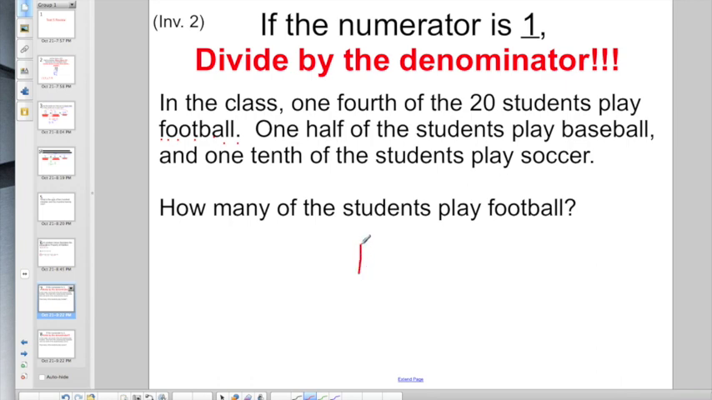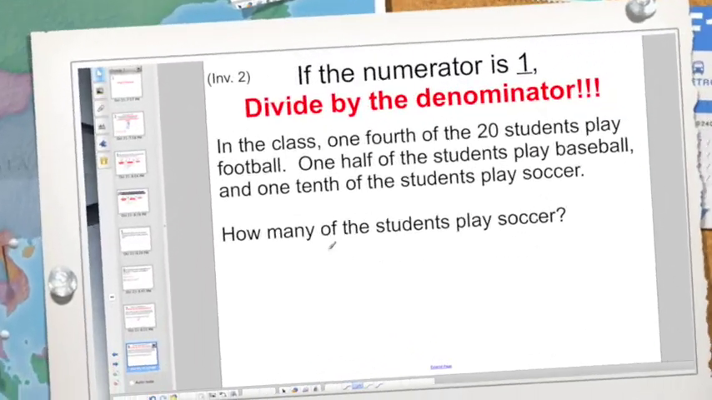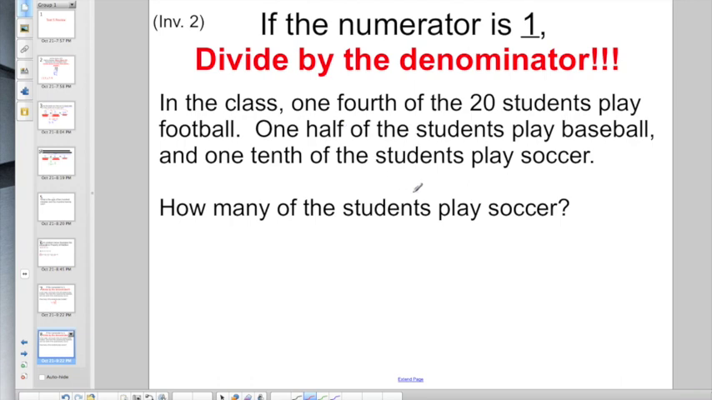So let's get it set up. I have 20 total students, and 1/4 of them play football. My denominator is 4. So think, 20 divided by 4. Man, we have this on our quiz almost every day. That should be 5 students, right? Let's try another one. Same problem, only now they want to know how many students play soccer.